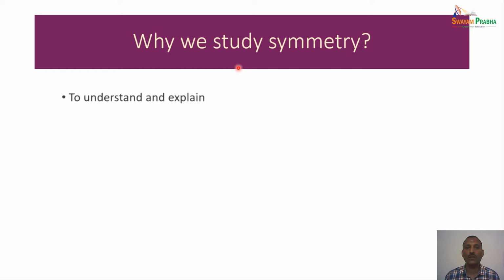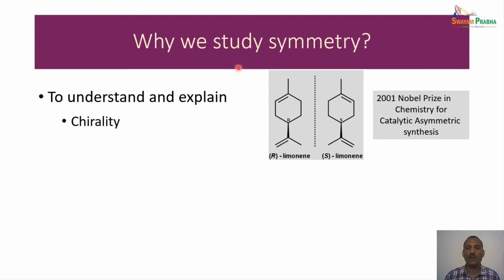So why do we study symmetry? Simply to understand and explain some of the basic things about chirality. So why is a molecule chiral? In other words, if it is optically active, what is the requirement for the compound to be optically active? That can be explained based on symmetry elements. And in fact, the 2001 Nobel Prize in Chemistry was given to catalytic asymmetric synthesis, where people had used chirality to specifically create asymmetric compounds, and this also explains why some compounds are optically active and what is the relationship between symmetry and optical activity.